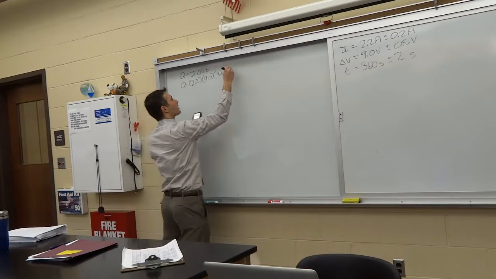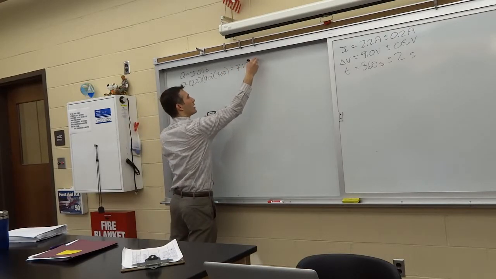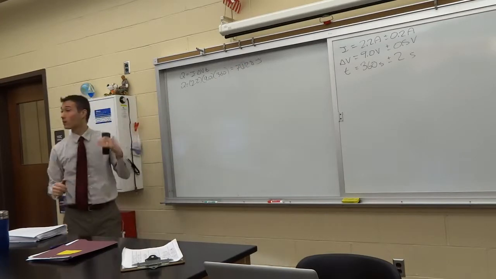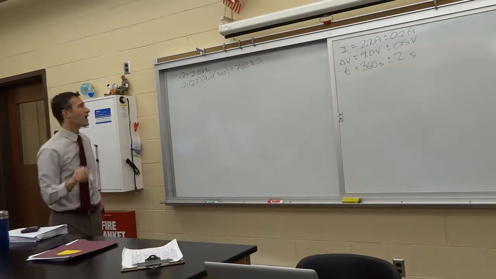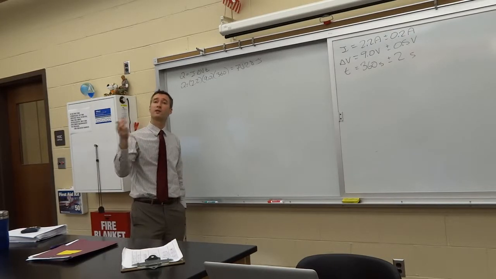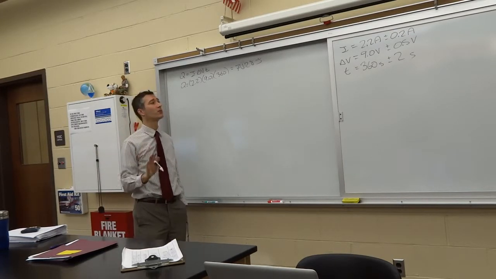So I'm getting 7,128 joules. In terms of significant digits, I would round that to 7,100, but I'll just leave it alone right now. So we had only two sets of rules for processing uncertainty. We had one set of rules if we're adding and subtracting. We had a different set of rules if we're multiplying and dividing.